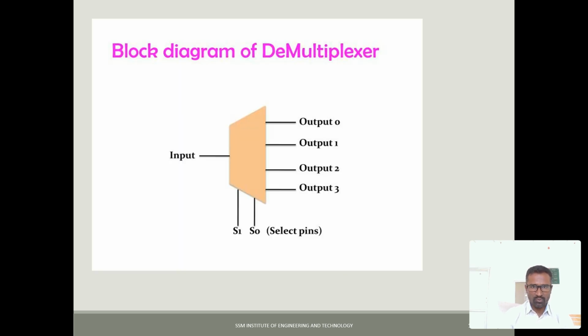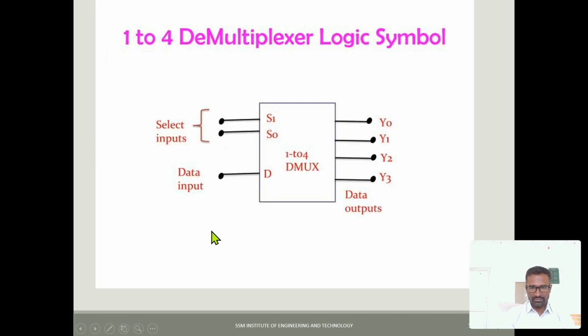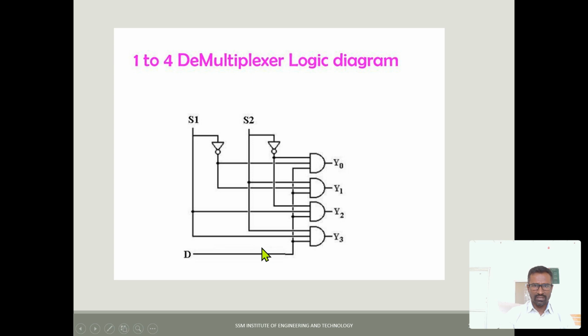This is the block diagram. Only one input, for example D, and the output is segregated, say into 4. You can use 2, 4, 8, 16, 32 outputs, likewise. If there are 4 outputs, the selection lines are 2. If there are 8 outputs, there are 3 selection lines. This is the logical symbol for the demux, and this is the logic diagram for the demultiplexer.